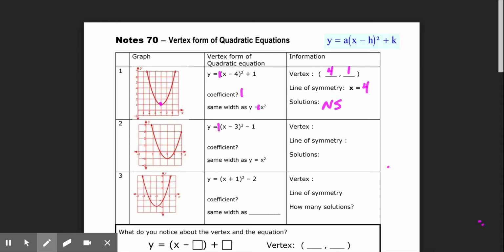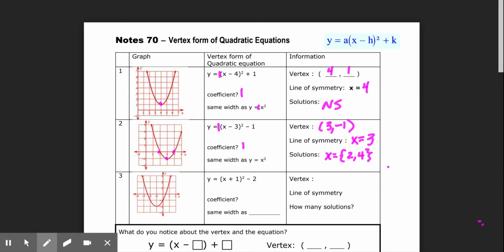our coefficient is 1, which means it's going to be the same width as y is equal to x squared. The vertex is right here, which is right 3, down 1, so that's going to be the ordered pair of (3, -1). The line of symmetry is what your x value is, which is 3. The solutions go through when x is 2 and 4. So 2 solutions. So x equals {2, 4}. Remember, this is not an ordered pair, so that's why I'm using the braces.